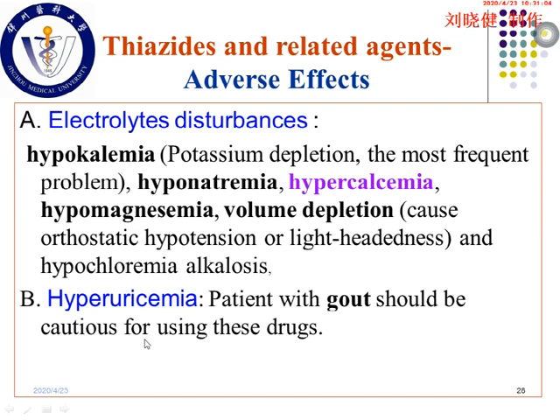Just now I mentioned, they also induce hyperuricemia because of competing for transfer with endogenous organic acid in the proximal tubule. Because of this competitive mechanism, they delay the uric acid excretion. So that's why patients with gout should be cautious about using these thiazides and related agents.